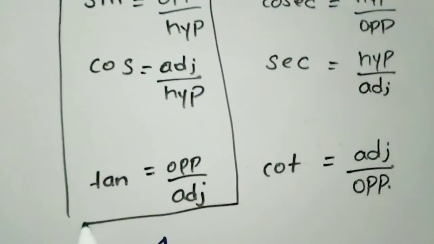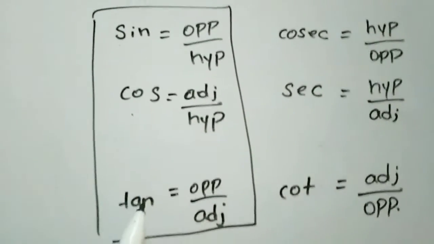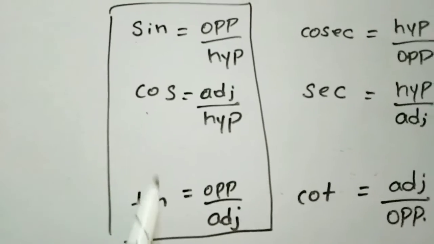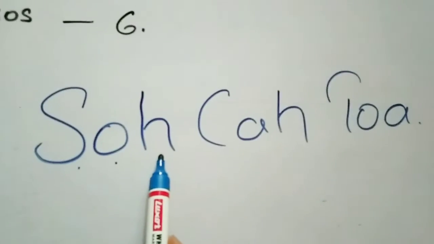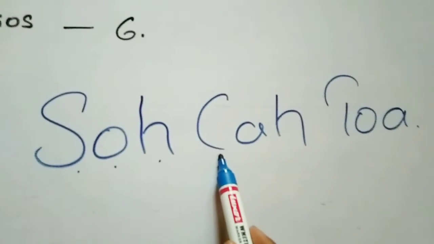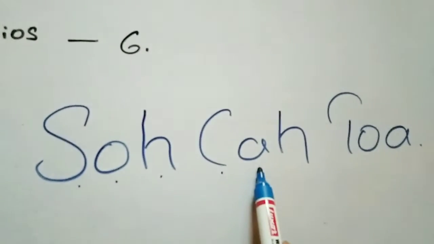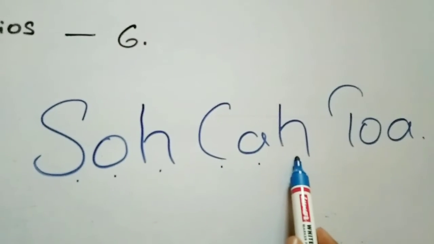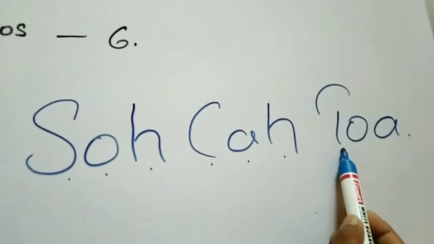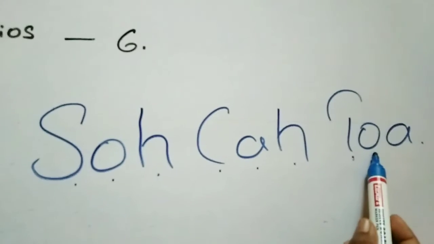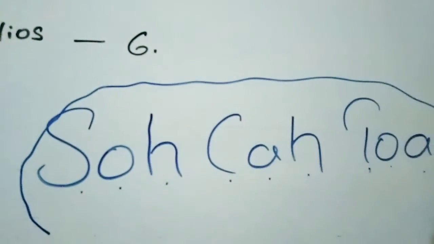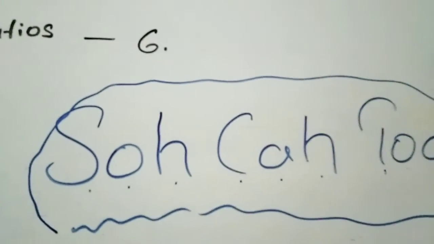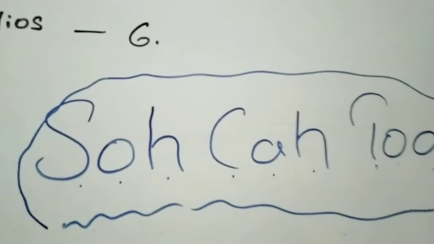Only these three ratios, sine, cos, tan, are important for us in the O-level syllabus. No need to memorize these things. It is easy to remember these ratios. There's a term, SOHCAHTOA. Here S represents sine, O represents opposite, H represents hypotenuse. Likewise, C represents cos, A represents adjacent, H represents hypotenuse. T is tan, O opposite, A adjacent.